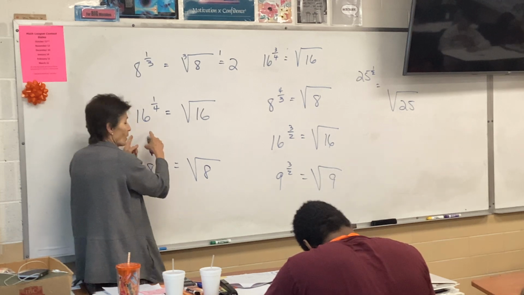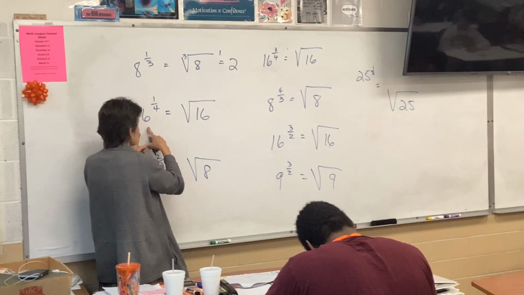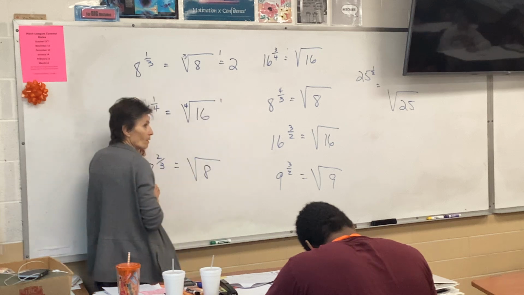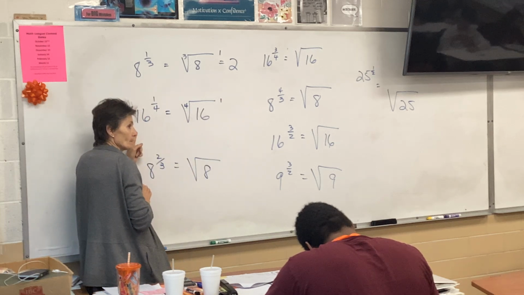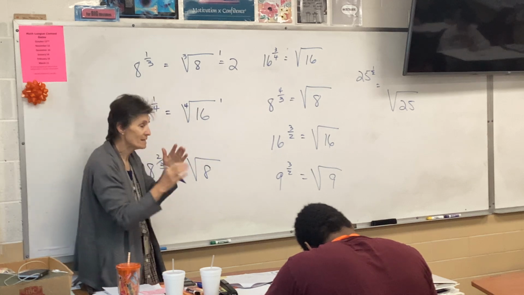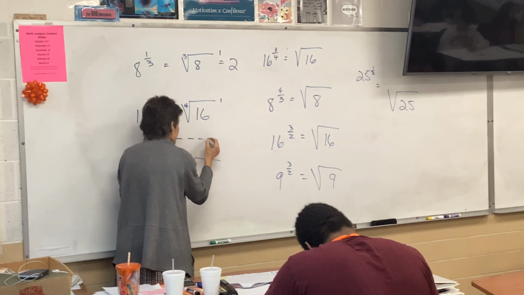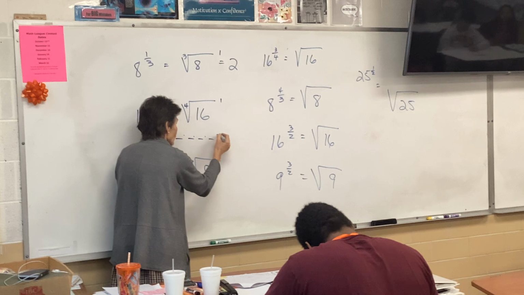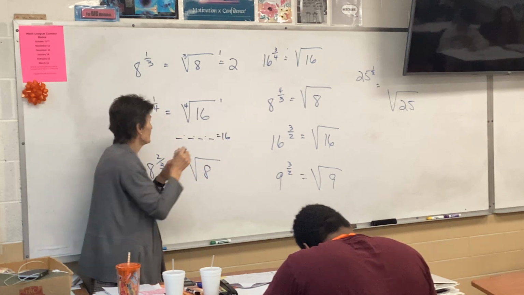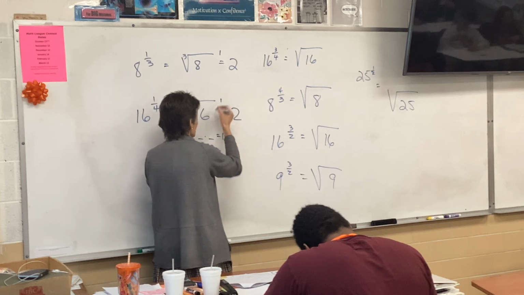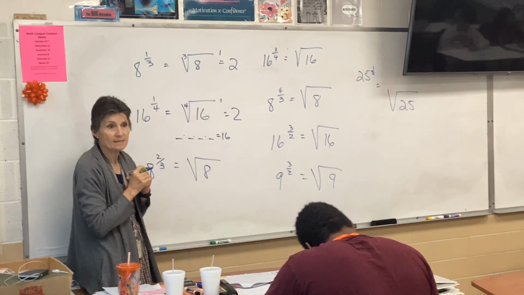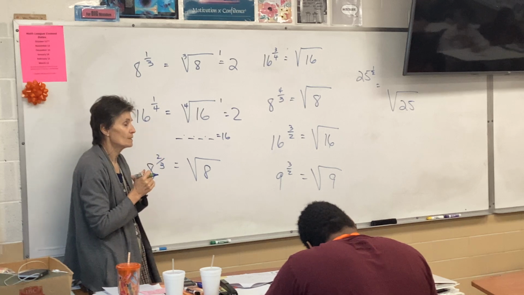All right, now what about this one? This one says the 4th root to the first power. Now what is the 4th root of 16? What that means is what times itself 4 times would multiply out to be 16? 2. So this is 2 to the first, which is just 2. So 16 to the 1/4 is 2.